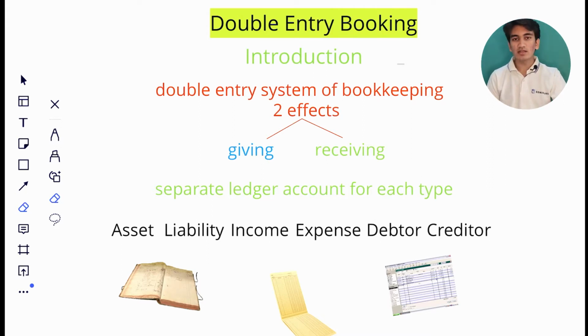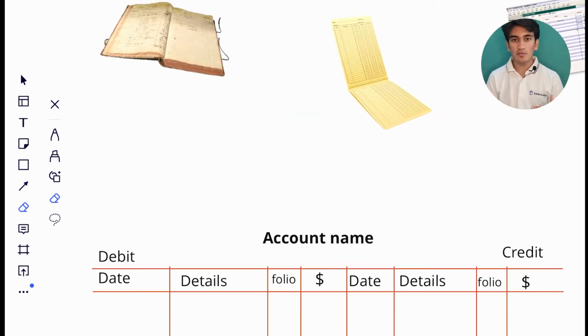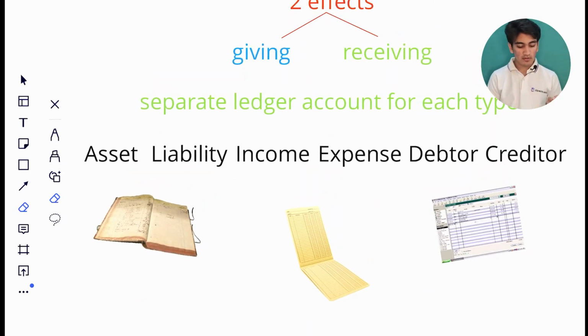So for each and every type of account that we have, for each and every different type of asset, liability, income, expense, debtor or creditor, we'll have a separate ledger account. What is a ledger account? Let's look at it. So this is a ledger account. What is its purpose? We'll look at it shortly. First, let's just see what the statement means: that we have separate ledger accounts for each type of asset, liability, income, expense, and all our debtors as well as creditors. For example, let's look at the example of assets.